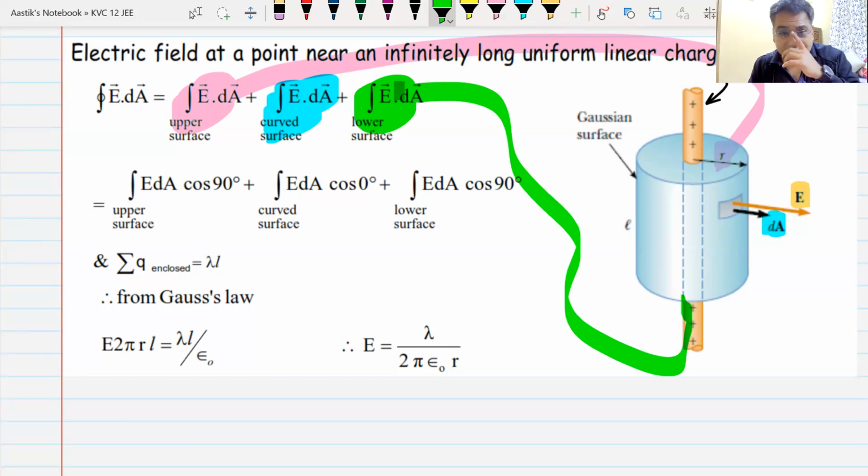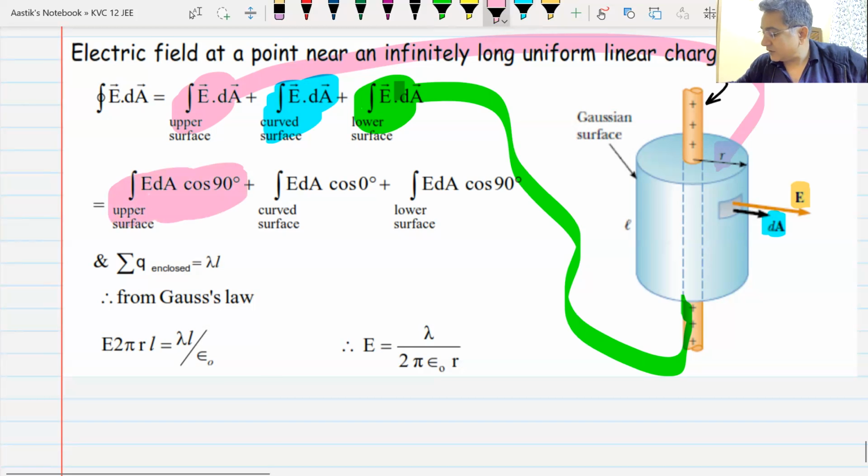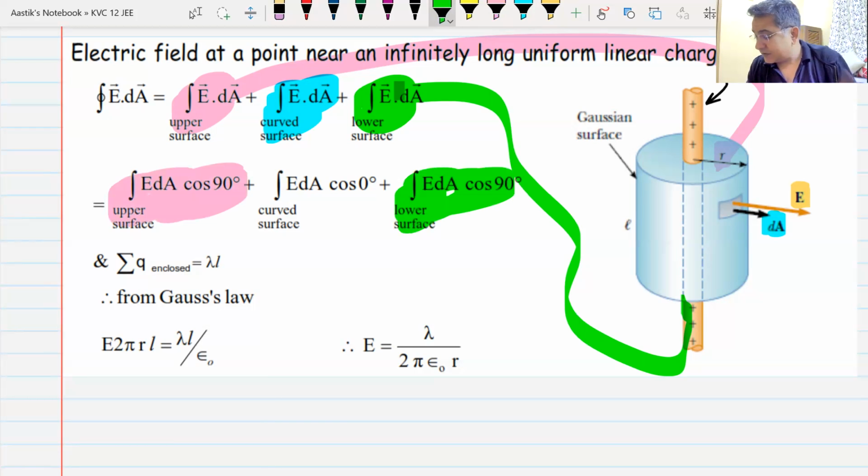Now, here the scenario is different. Electric field lines are going like this, and the area vector for the upper surface is like this, and for the lower surface, it's like this. So for both these surfaces, your flux becomes 0. Do we understand this? For this one, as well as this one, the flux becomes 0. So the only flux is through the curved part, E into dA.